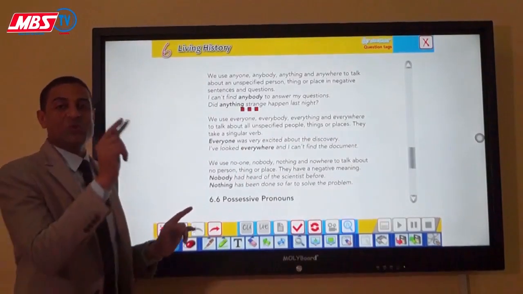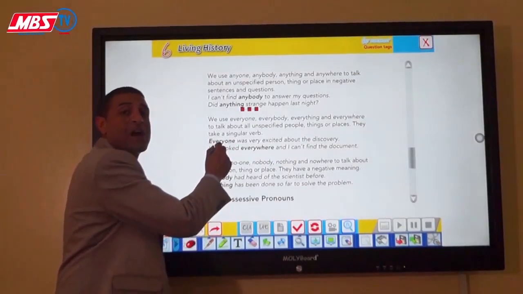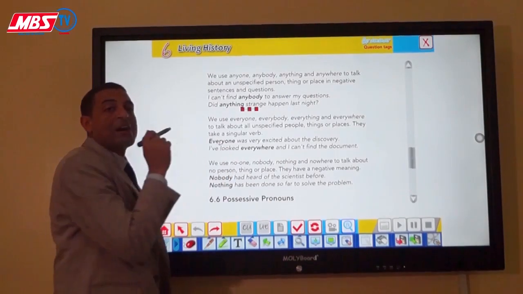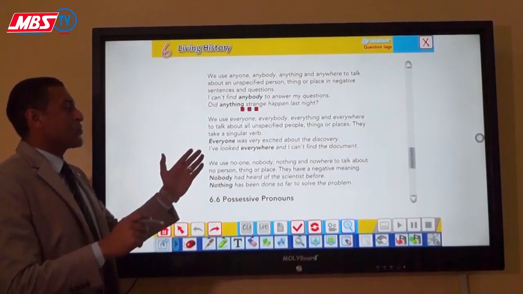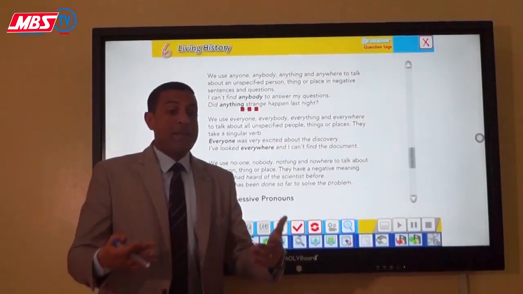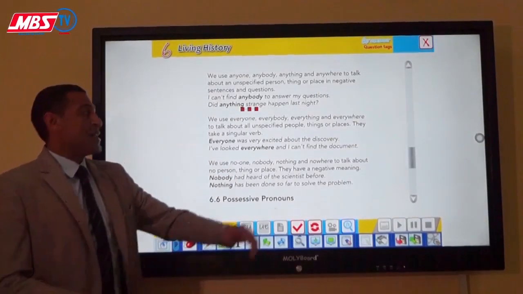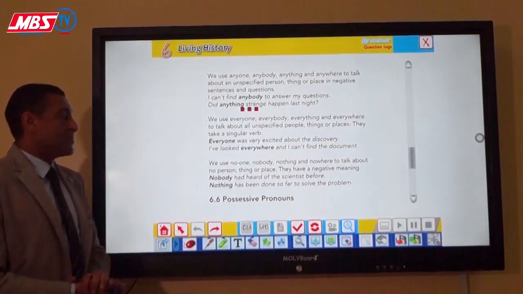So, when I want to use a personal pronoun that refers to this word, I will not use a singular personal pronoun. I will use the plural one, which is they. So, everybody was very excited about the discovery. They were amazed. And here they refers to this one, everybody.